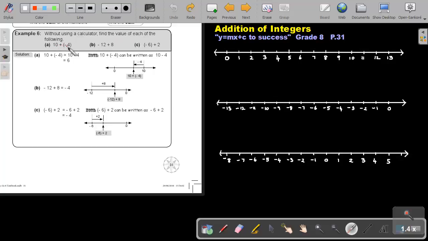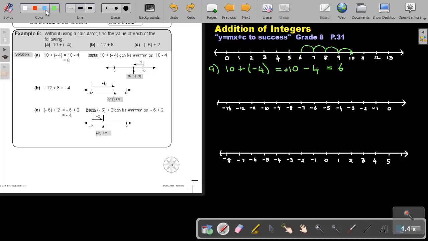10 plus negative 4. Let's write it down. Number A. 10 plus negative 4. We can also write this as 10 minus 4. Now, I will start at 10 and go to the left 4 units. 1, 2, 3, 4. So I will have an answer of 6. Take note that the signs of the numbers are different. If there's no sign, we know it's a positive. So it's actually positive 10 and negative 4.